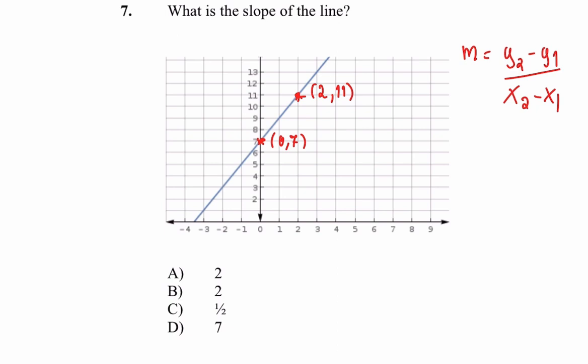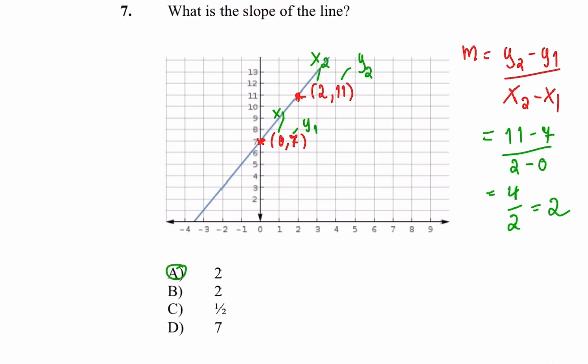Next step, I need to indicate which one is y1, y2, x1, x2. So this one will be y2, and this one should be x2, then y1 and x1. So we substitute in this formula, but don't worry, this formula will be on your formula booklet or formula sheet. 11 minus 7 over 2 minus 0. So 11 minus 7 is 4, over 2 is 2. So this one you can answer A or B.